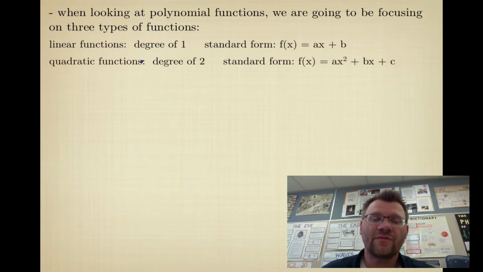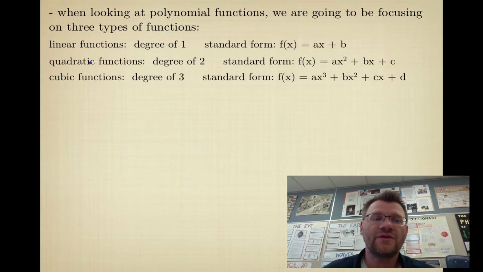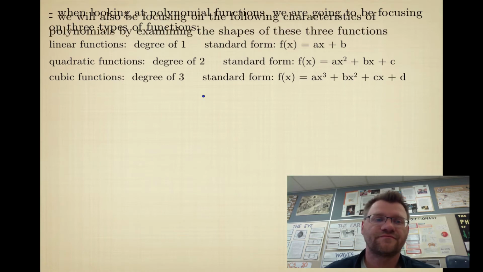Quadratic functions that we've talked about a lot in the past have a degree of 2, which means there's an x squared in there. And the standard form for those is f of x equals ax squared plus bx plus c. And our third type are cubic functions, and those have a degree of 3. And so your standard form there is f of x equals ax cubed plus bx squared plus cx plus d.